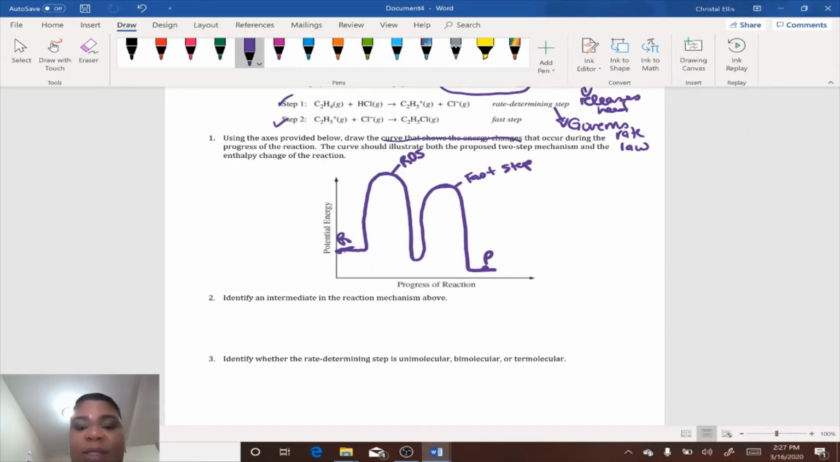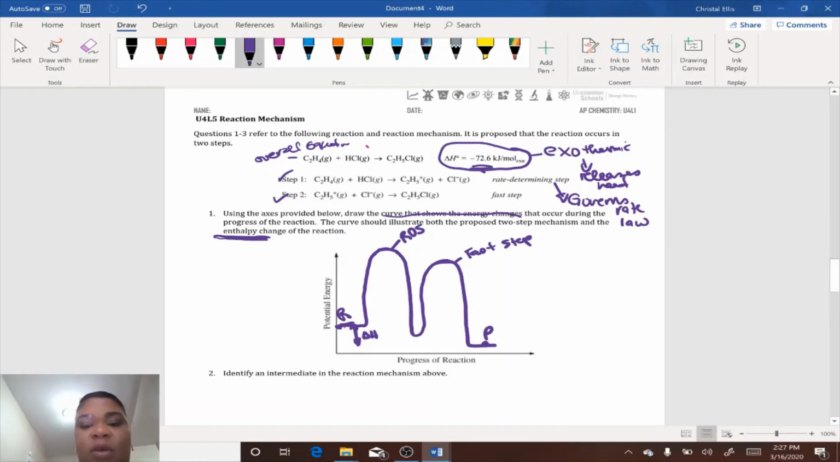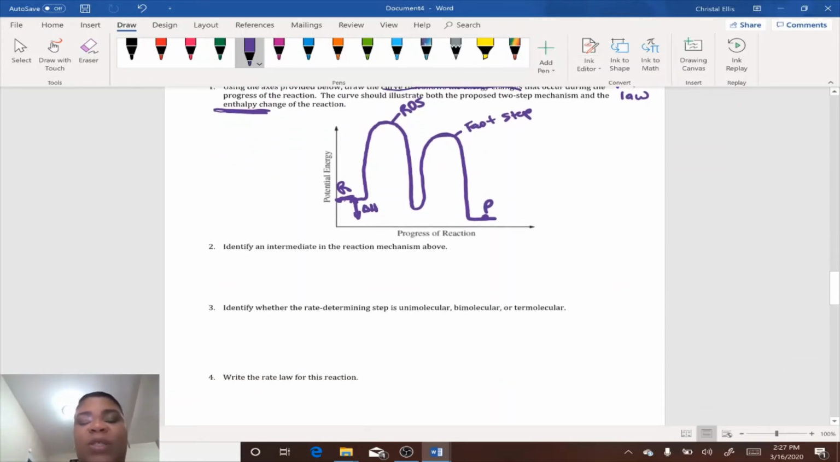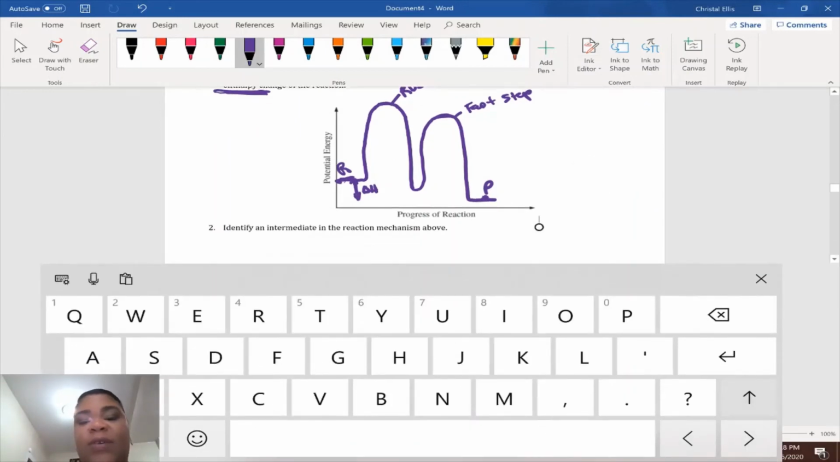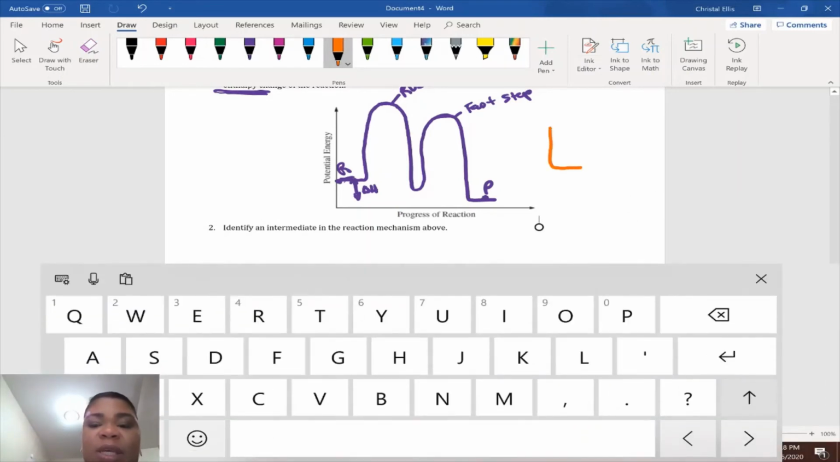And then it says make sure that we are accounting for the enthalpy change. The enthalpy change is the difference between our reactants and our products here. If you were to do products minus reactants, you get a negative delta H value, which according to them is negative 72.6 kilojoules per mole, which means that this reaction is exothermic. If this graph was endothermic, you would expect to see something that looks like this, where the potential energy of the products is greater than the potential energy of my reactants.